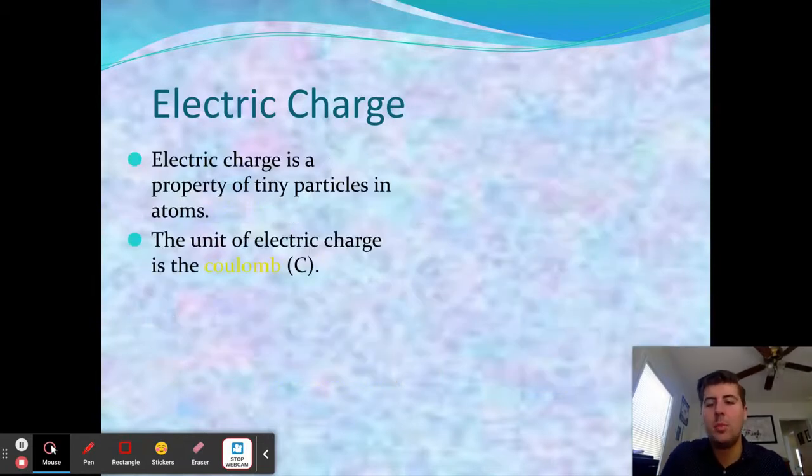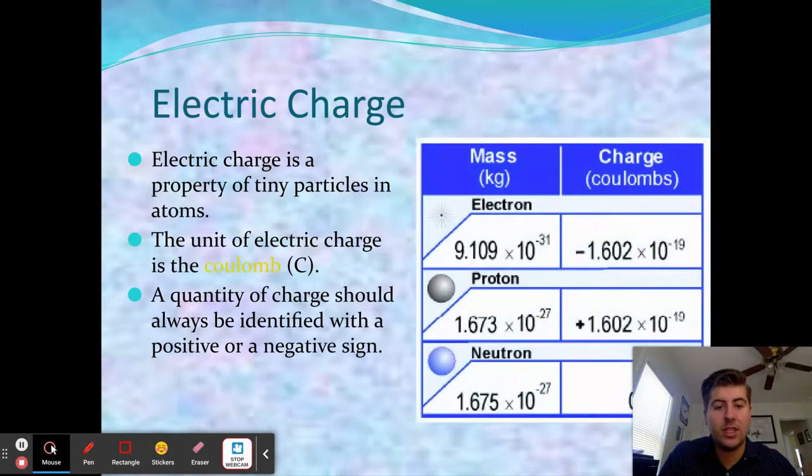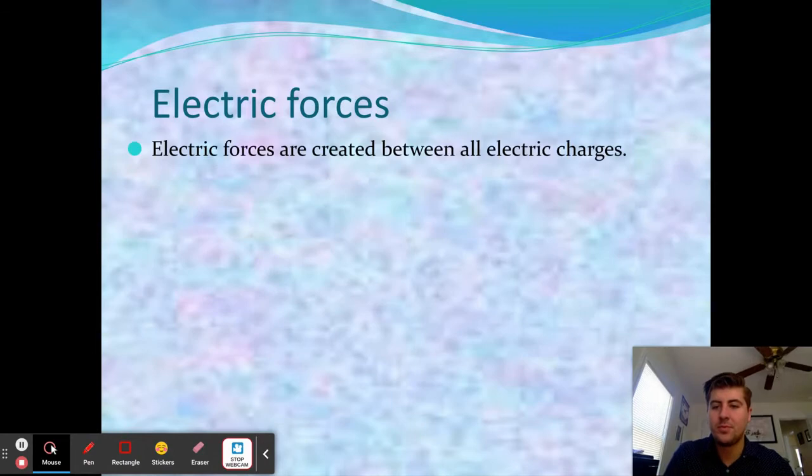Electric charge is the property of tiny particles and atoms. The unit of electric charge is the Coulomb, and we'll talk about Coulomb's law here in just a second. It's represented with that C. The quantity of charge should always be identified with a positive or negative sign. Okay, you should always be identifying whether it's positive or negative.